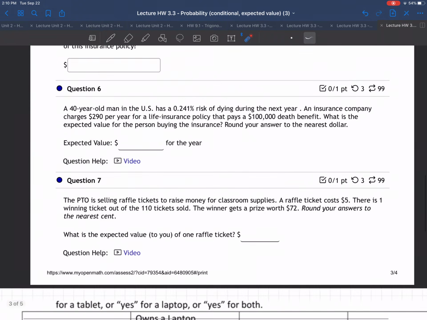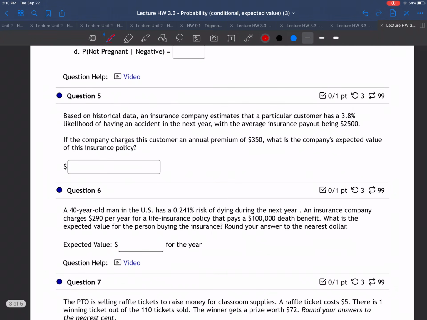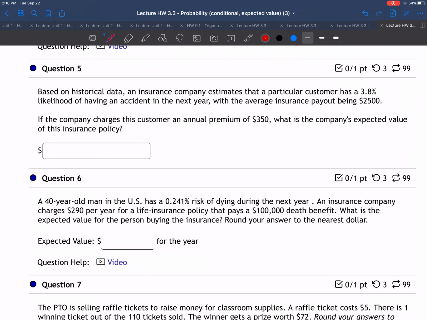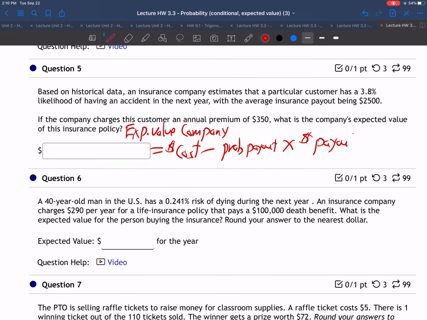Okay, let's write that down. Expected value for the company equals dollars of the cost minus probability of payout times dollars of payout. So the dollars of the cost: what is the cost? Annual premium, $350. $350 minus the probability of the payout. What's the probability of the payout?